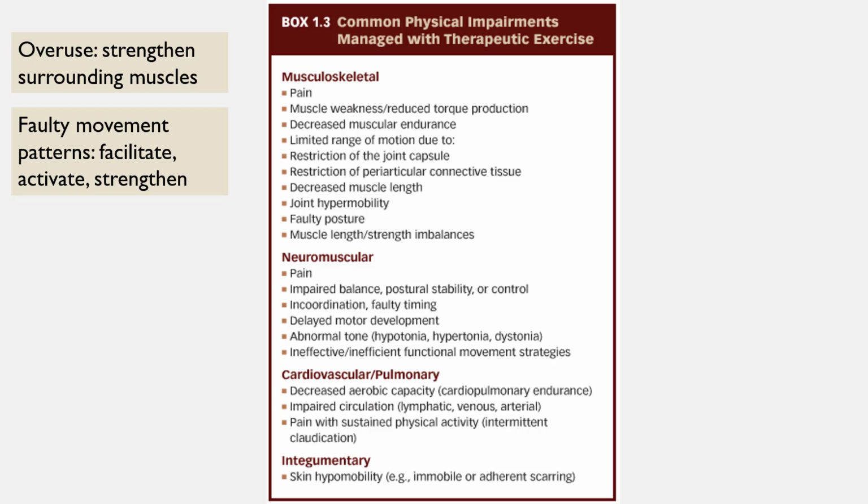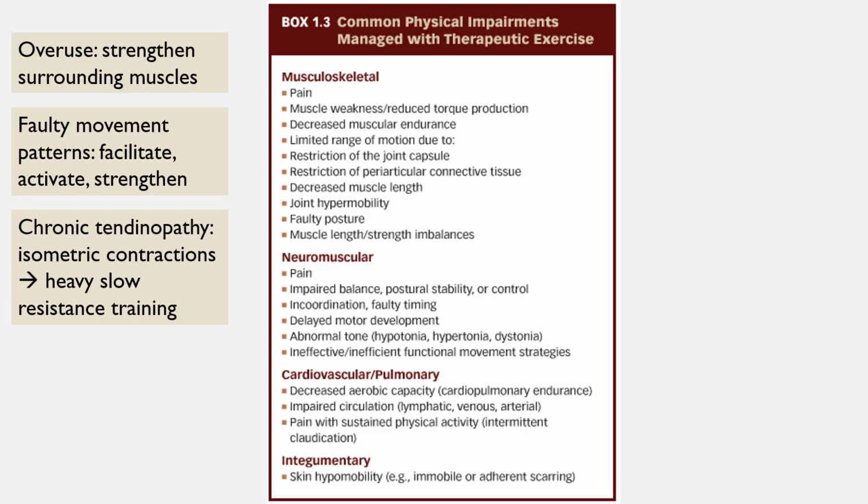If a patient has piriformis syndrome due to excessive femoral internal rotation with function, we may strengthen hip external rotators, including gluteals, to decrease the strain on the piriformis. For more subacute and chronic tendinopathies, we may begin with isometric contractions and then progress to heavy slow resistance training to improve the resilience and pain in that tendon.